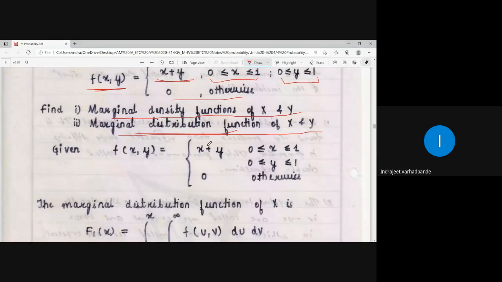Now in this case we are not asked for any other probability. We also don't have to calculate the value of c. Directly we will move ahead and get the answer. So f of xy is given to you as x plus y. The value for x is between 0 to 1. The value for y is between 0 to 1.